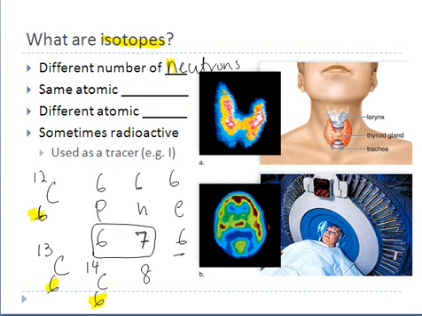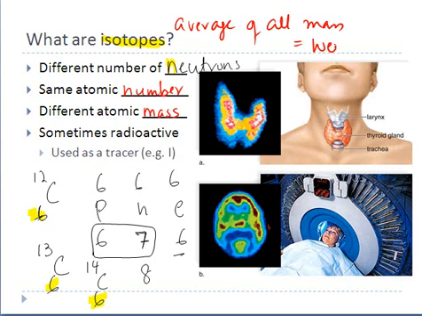And this number is called the atomic number. So they have the same atomic number, but they have different atomic masses. When you take the average of all these masses, the average is expressed in the term weight. So when we say atomic weight, we are looking at the average of all the atomic masses of all the isotopes of that element.